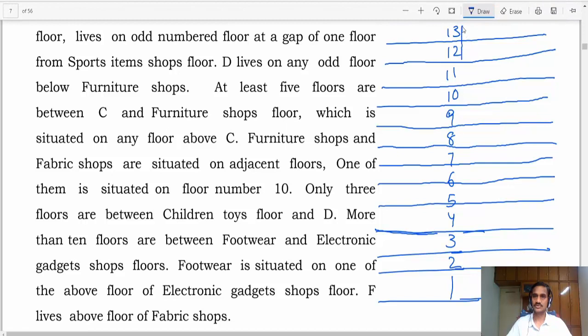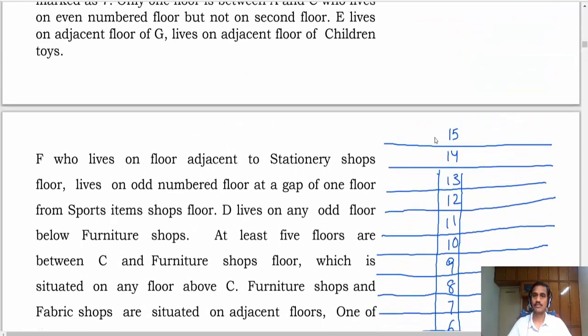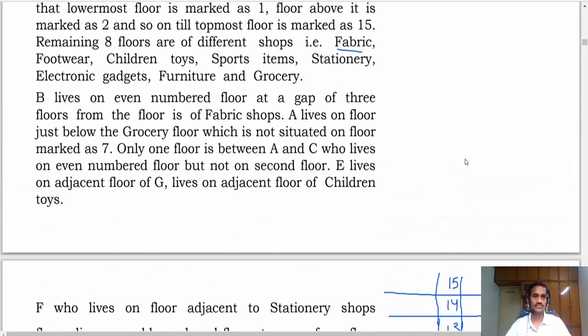Now all together we have some 15 like this. Now condition number 1. In this one, D lives on an even number floor, B on an even number floor, and at a gap of 3 floors from the floor of fabric. Gap of 3 floors.